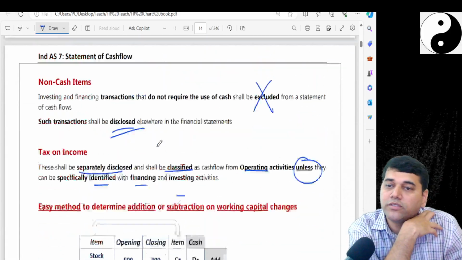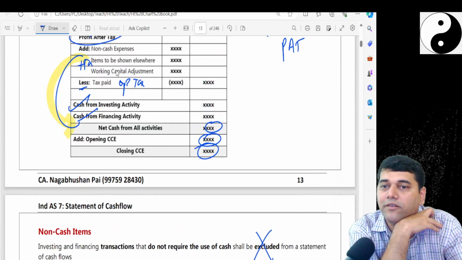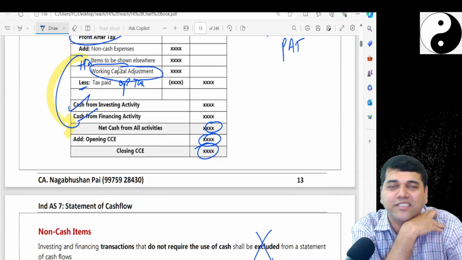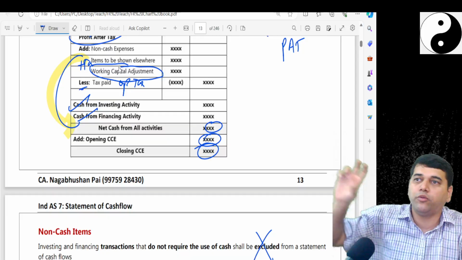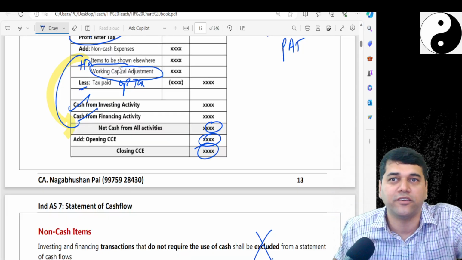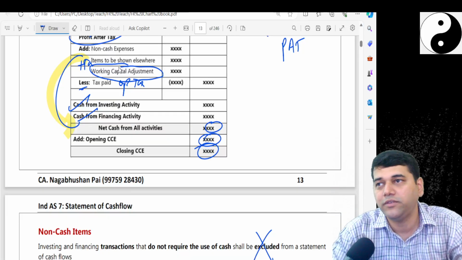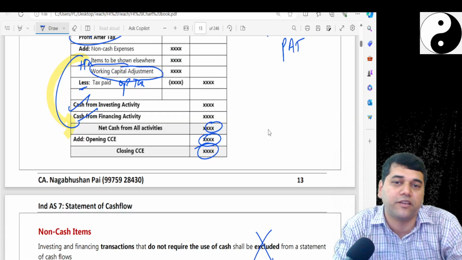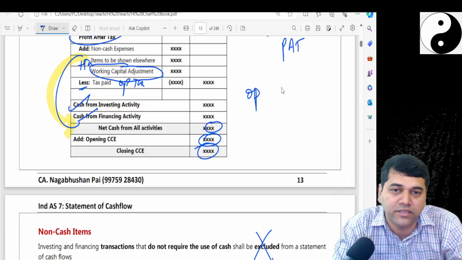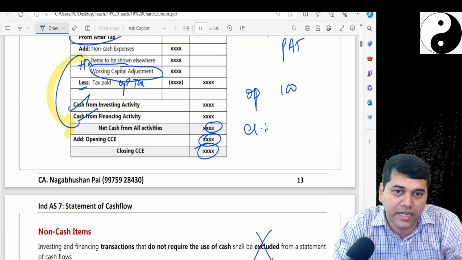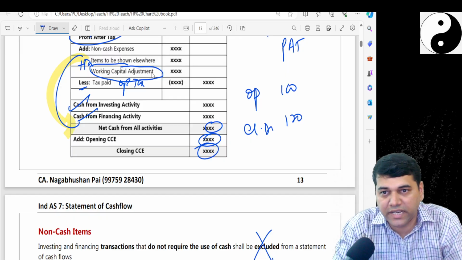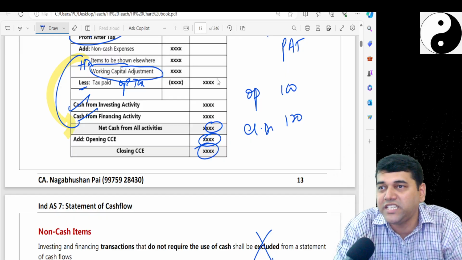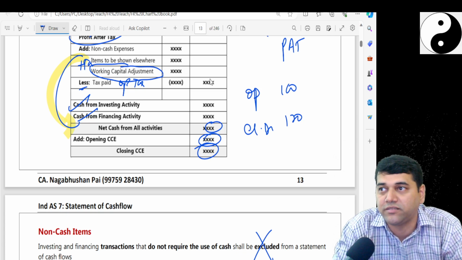Now what about this working capital adjustment, irritation? Why? Because my opening debtor is so much, closing debtor is so much. Now there is, did I get the cash from the debtor, or should I deduct the debtor or add the debtor? Say for example, my opening debtor is 100, closing debtor is 120. In working capital adjustment, should I add change in the debtor or should I deduct change in debtor?